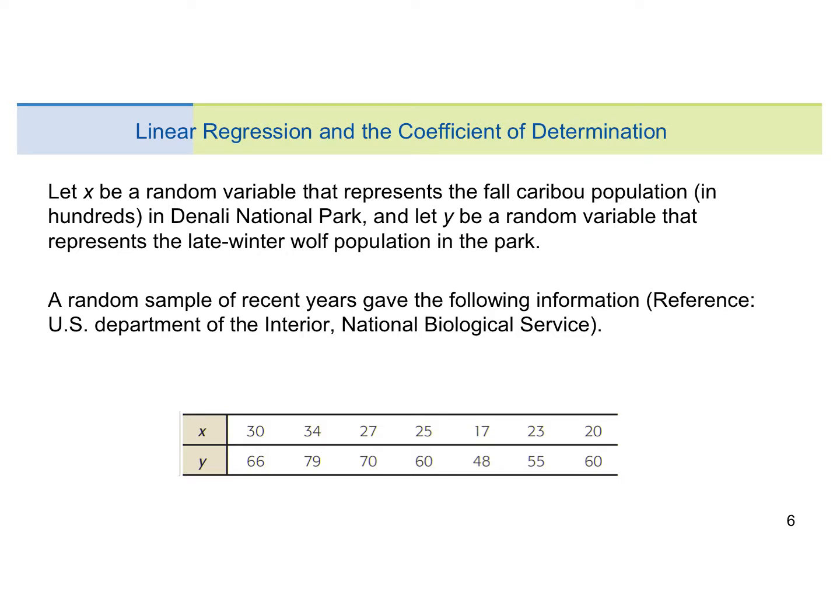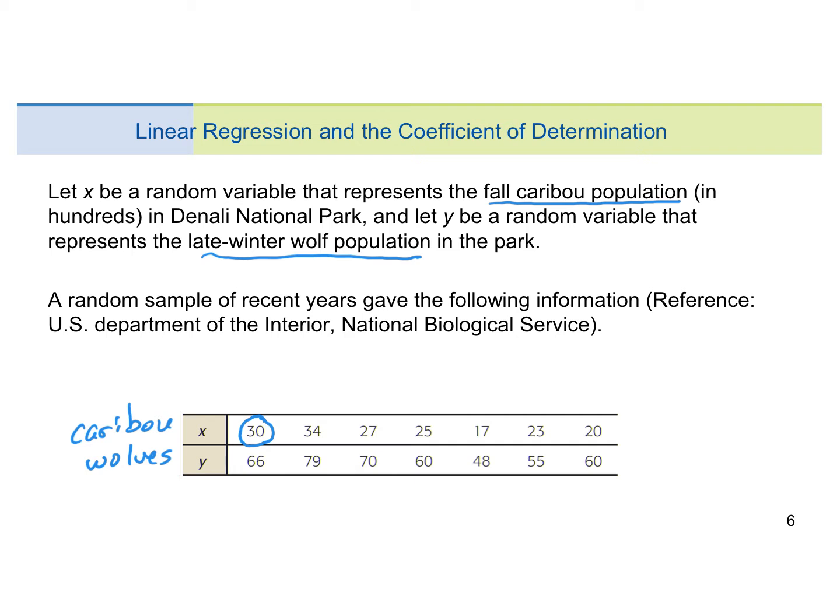We're going to let X be the random variable that represents the fall caribou population, but it's in hundreds, in the Denali National Park. And we're going to let Y be a random variable that represents the late winter wolf population. So these are our caribou, and these are our wolves. So, can somebody tell me what 30 represents?